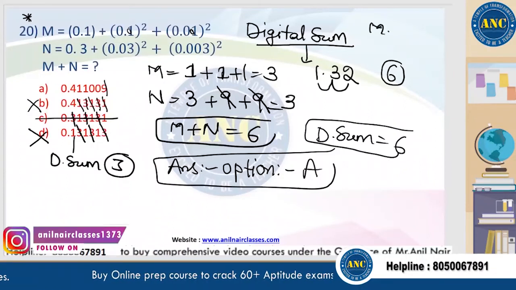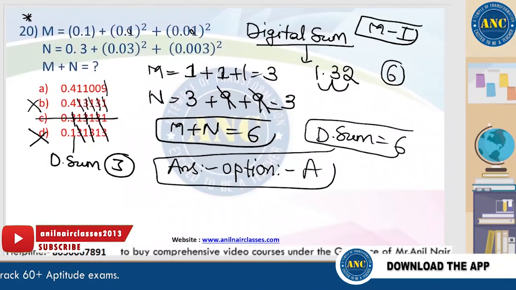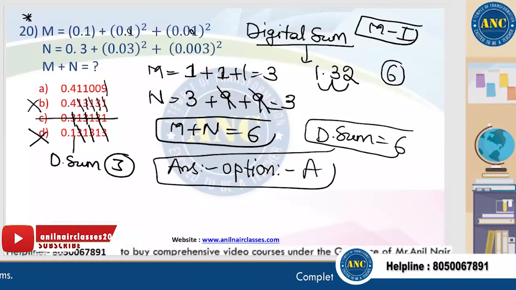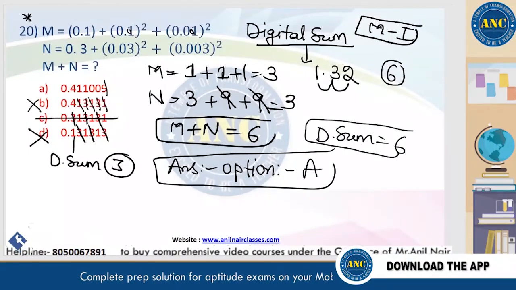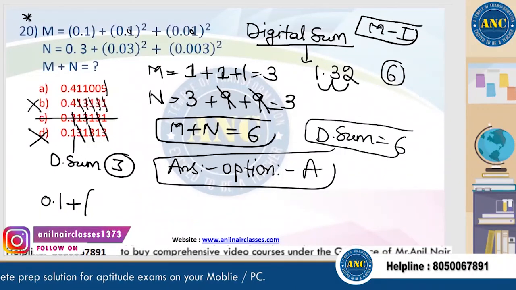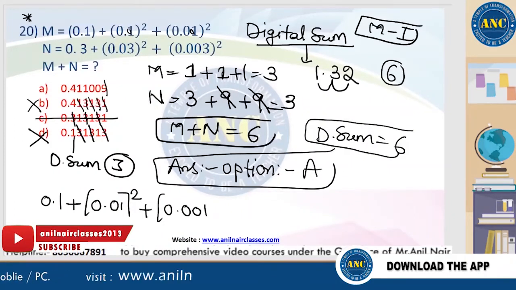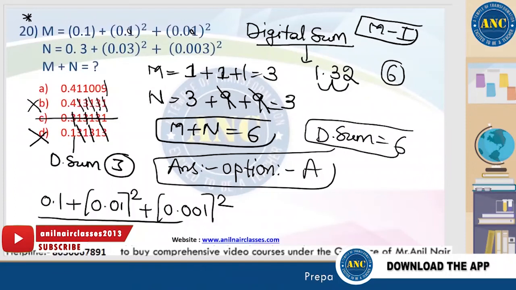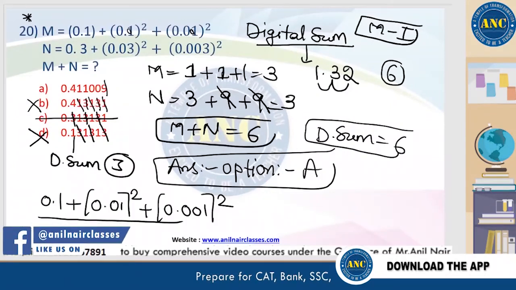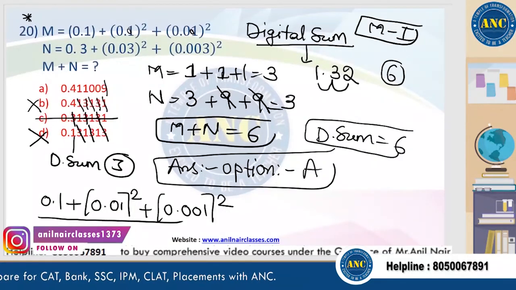This is method 1. Method 1 to solve: apply digital sum. The question is 0.1 plus 0.01 square plus 0.001 square. 0.1's digital sum is 1. The M question is like this: 0.1 plus 0.01 square plus 0.001 square. There is a digit 0 which is missing. So 1 plus 1 plus 1 is 3. 3 plus 9 plus 9 is 3. M plus N is 3 plus 3, 6. The answer's digital sum should be 6. What if more than one answer option has the same digital sum? This is method 1.